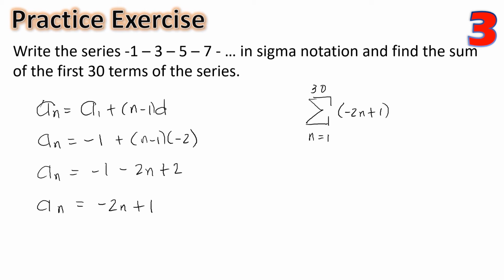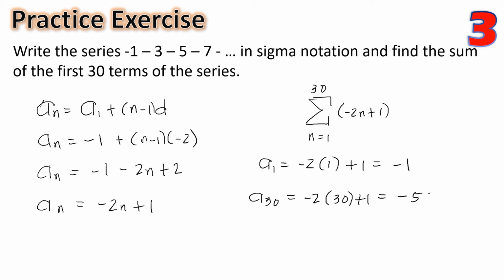To get the sum of the first 30 terms of the series, let us find a sub 1. That is when n is equal to 1. So we have negative 2 times 1 plus 1, that is negative 1. And a sub 30, that is when n is equal to 30. So we have negative 2 times 30 plus 1, that is negative 59.